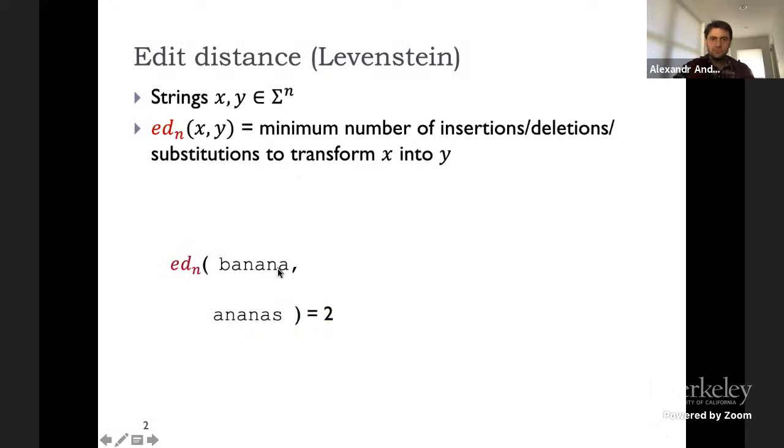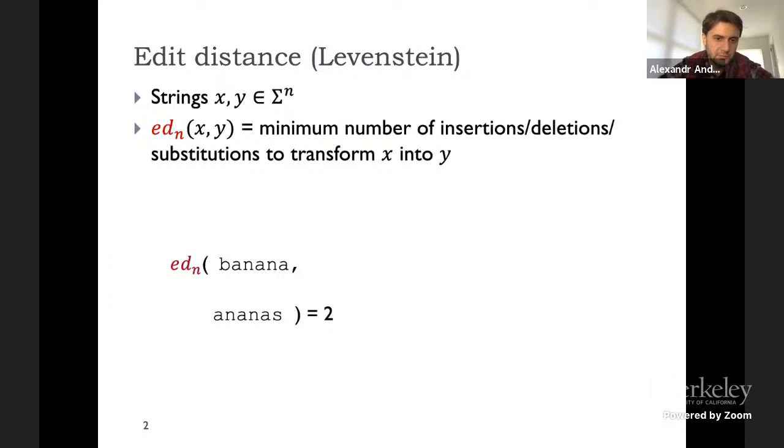I'm sure most of you are familiar with edit distance. It's a basic distance between strings, and the point of it is that it measures misalignments between strings, as opposed to, let's say, Hamming distance, which is just the number of different characters or different coordinates. Right. So here is an example.